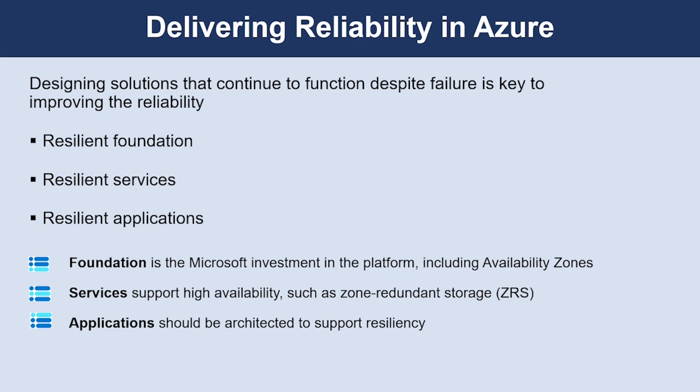Designing solutions that continue to function in spite of failure is key to improving the reliability of a solution. In cloud-based solutions, building to survive failure is a shared responsibility. This can be viewed at three levels: resilient foundation, resilient services, and resilient applications. The foundation is the Microsoft investment in the platform, including availability zones. On top of this foundation are the Azure services that customers can enable to support high availability, such as zone redundant storage, which replicates data across zones. The application should be architected to support resiliency. When architecting for resilience, all three layers, foundation, services, and applications, should be considered to achieve the highest level of reliability. Since a solution can be made up of many components, each component should be designed for reliability.